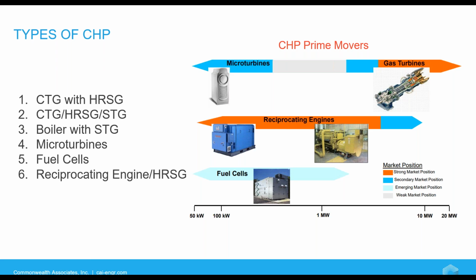And the last type of CHP would be the reciprocating engine with a HRSG. This is also known as a RICE engine, which is similar to a car engine. Much like the microturbine, this technology falls in the secondary market position.